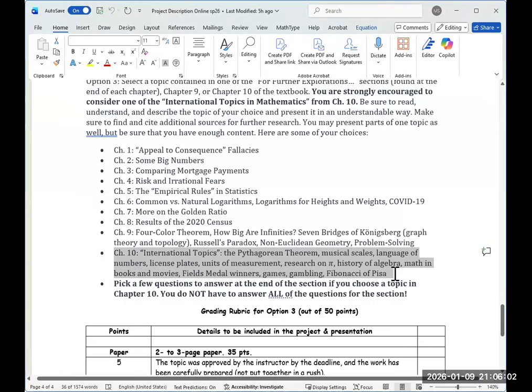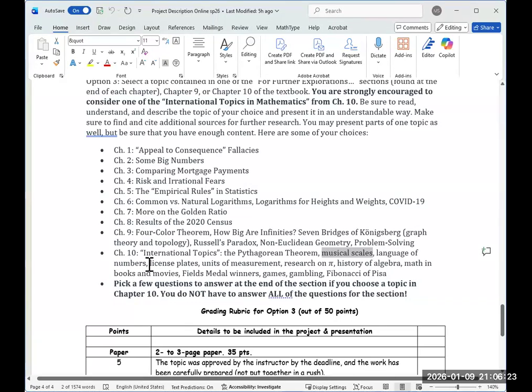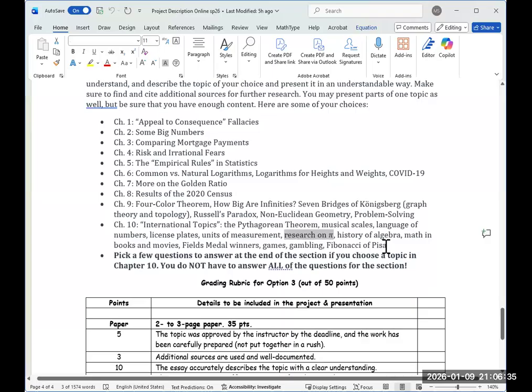This chapter has some 20 or maybe 21 different topics that you can choose from, all of them having to do with international applications or international relevance of mathematics. For instance, there is a section on the Pythagorean theorem, a section on musical scales around the world, the language of numbers in different languages, license plates seen around the world, units of measurement used around the world, the research on pi that's done around the world, and so on. Some of them have to do with the history of mathematics.